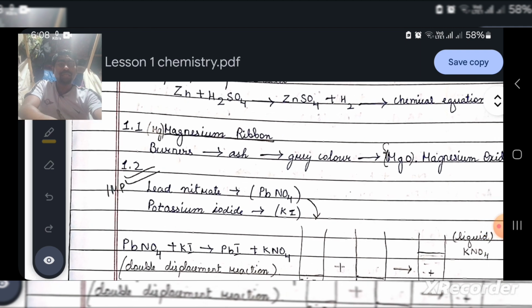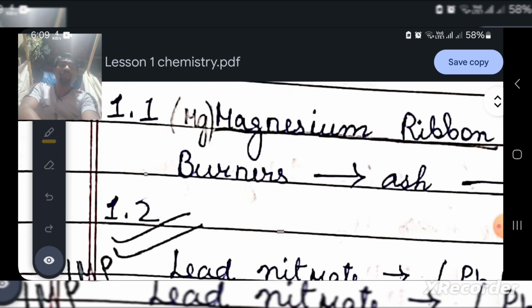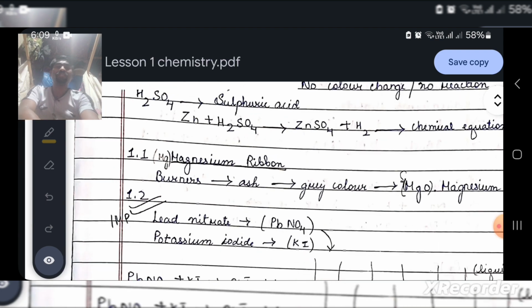In your book, you can look at exercise 1.1 in chapter 1 of chemistry. There is a reaction of a magnesium ribbon. You can look, one magnesium ribbon is burning. Magnesium is a metal. When we burn the metal, it is like a ribbon. The girls wear a ribbon in their hair. How are they looking?